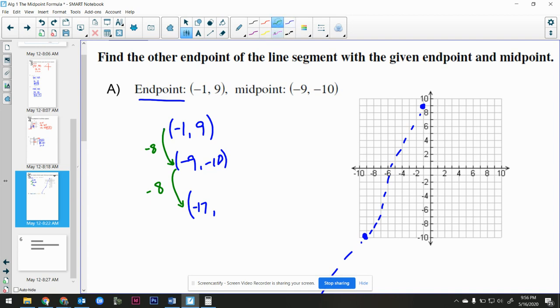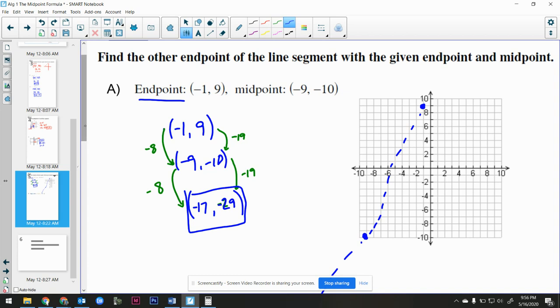Think about that same reasoning for my y values. I'm at 9. I'm going down to -10. How much did I drop? I dropped 19. I'm going to go that exact same amount. I'm going to go down 19 more. So -20, -29. Right, that's my other endpoint.